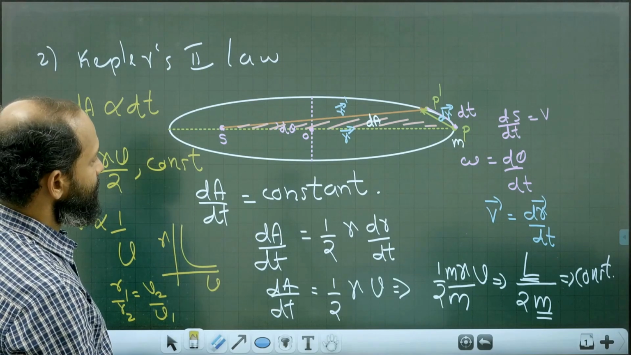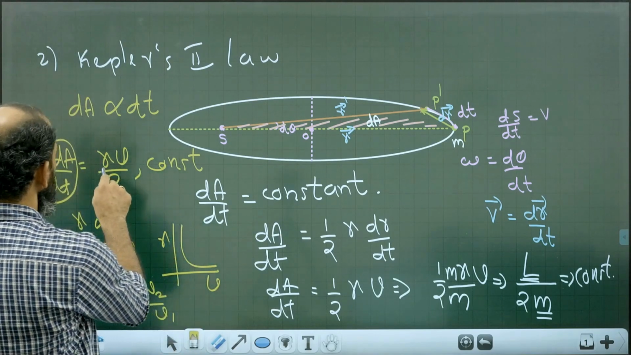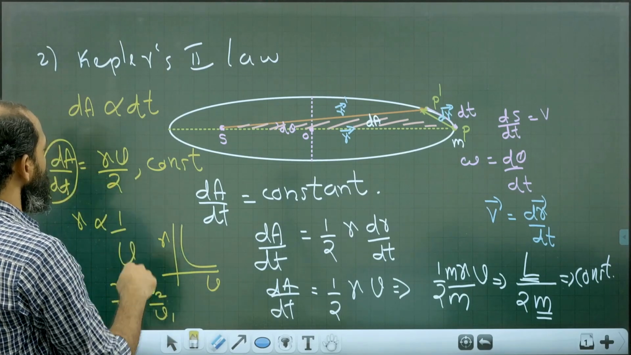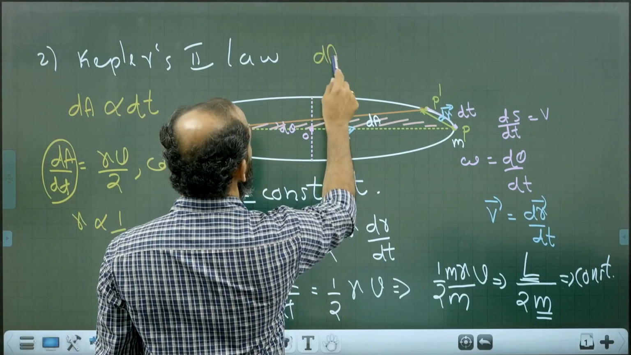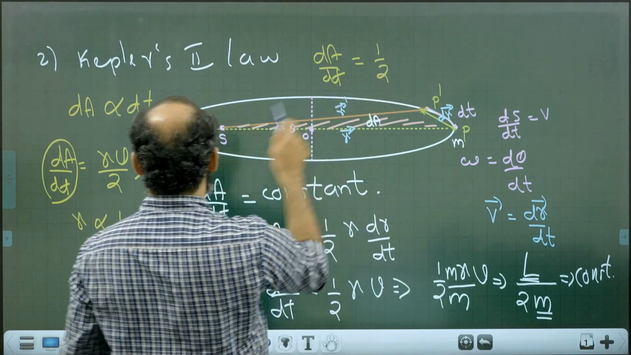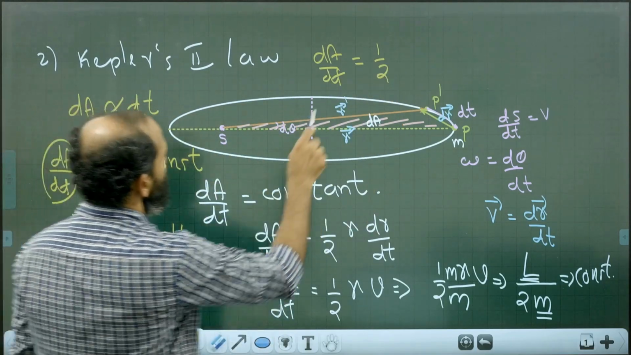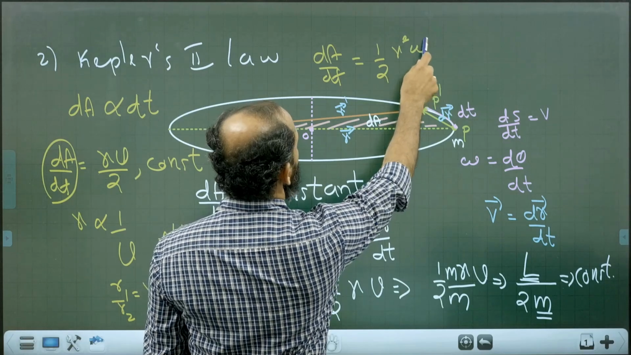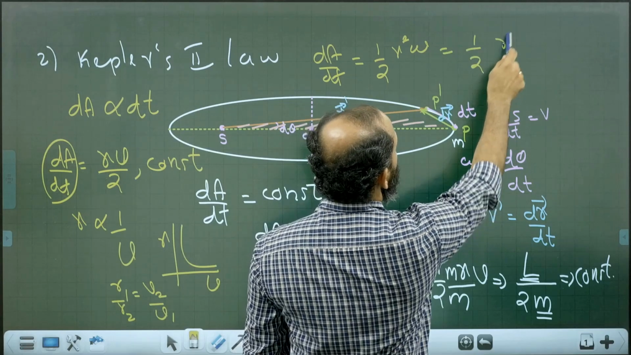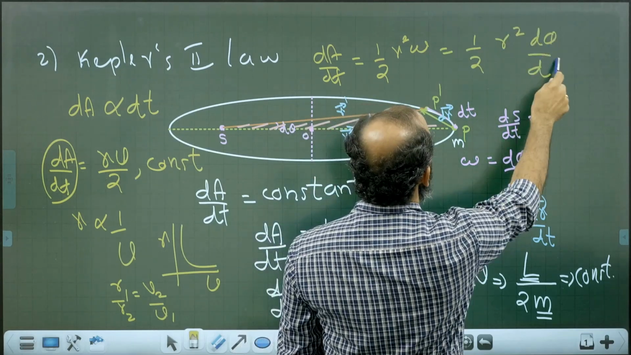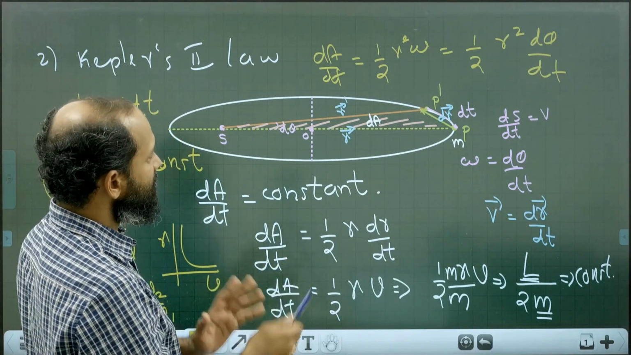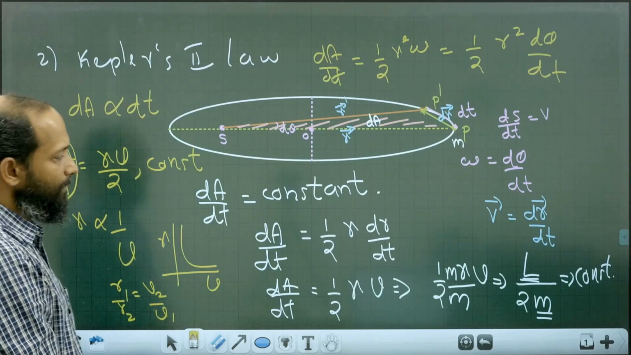Okay. Then half into r into v. V can be written as r omega. So that dA by dt can also be written as 1 by 2 into r into v, where v can be written as r omega, so half r square omega, where omega can be written as d theta by dt, half r square d theta by dt. So dA can be written as half r square d theta. All that results are very important. It's very important, Kepler's second law.